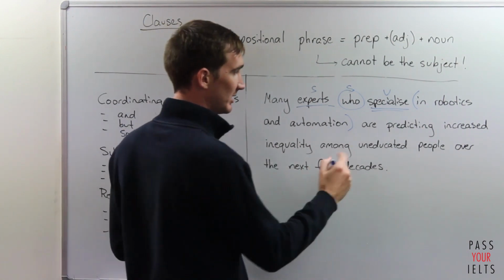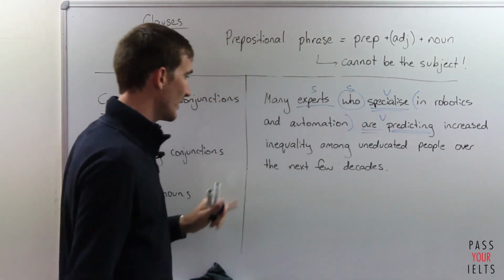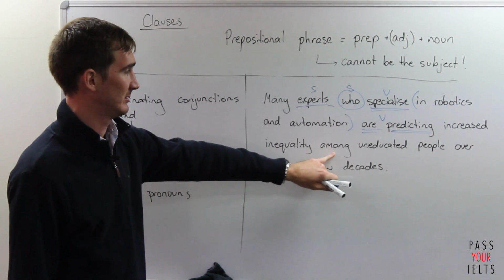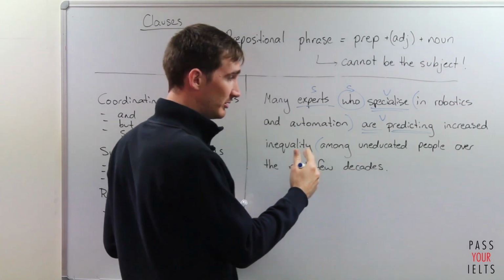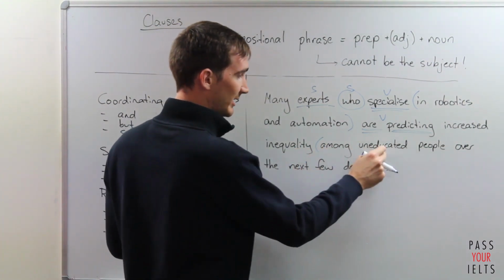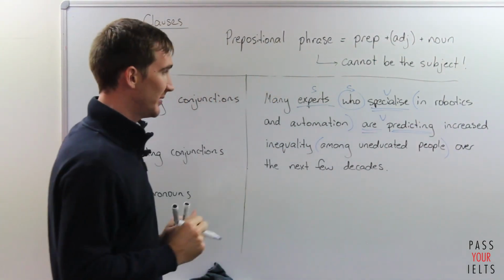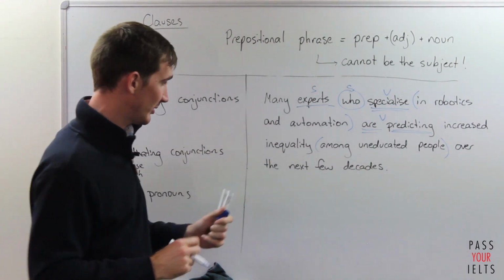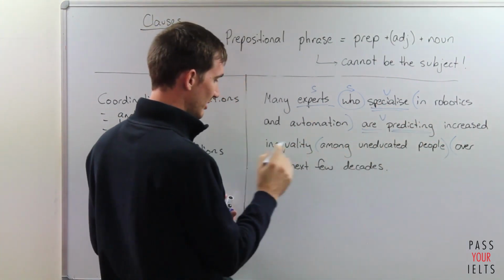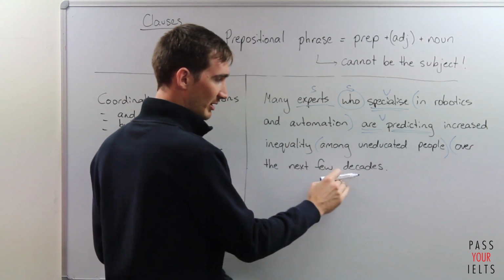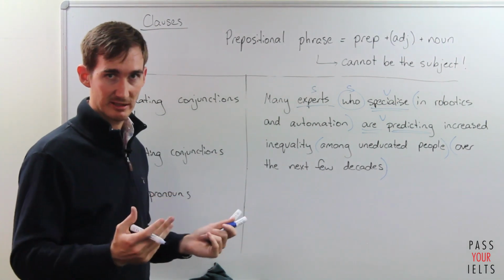I'll move along to continue my structure identifying. Are predicting. Increased equality among. This also is a preposition. So we want to go through to the next noun now. So among uneducated, well, that's an adjective. People. So people is our next noun. Moving on, we have the word over. That's also a preposition. And it goes on to the next noun. Over the next few decades. Nothing in these parentheses can be your subject, as I stated earlier.